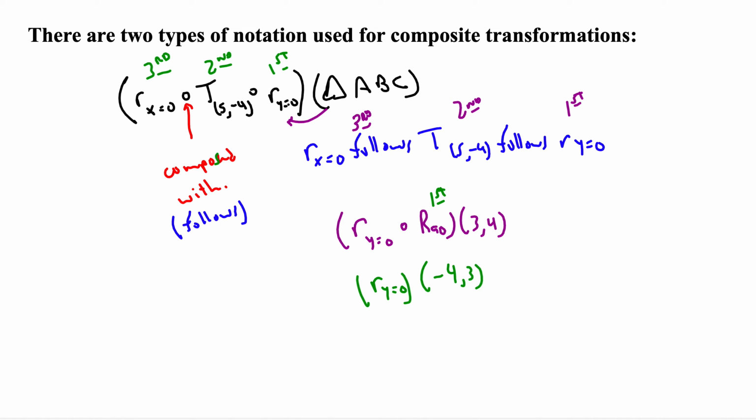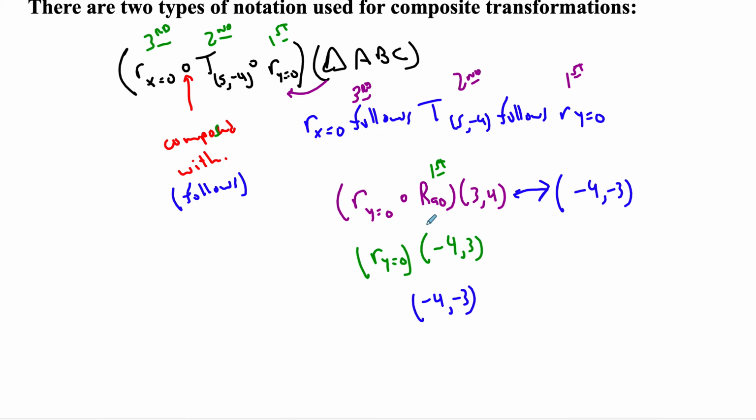So that's just more like what we have already seen before because it's a singular transformation. Y equals 0, remember, is the x-axis, so the x will stay the same and the y changes. So then the result of this, that is, after we do both of these, the result is -4, -3, okay? So this is one way of doing this notation.